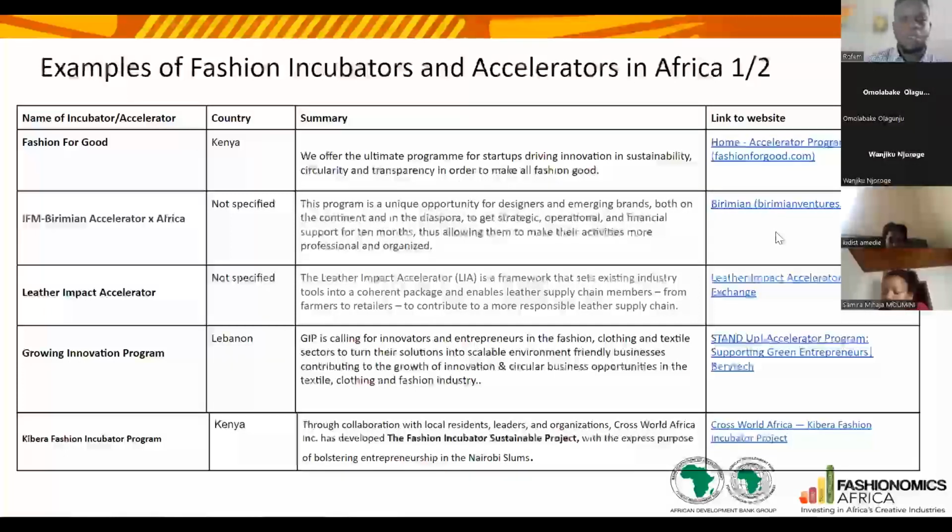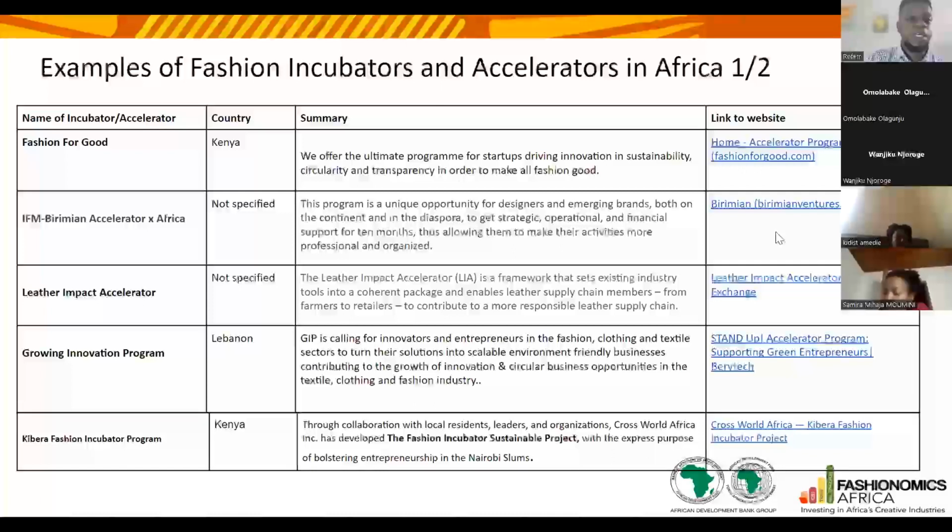So some accelerators that you might see include Fashion for Goods. Now they are based in Kenya, and they basically are focused on innovation in sustainability and circular economy, right? So reducing waste in fashion, because one of the common themes in fashion these days is fast fashion and the trends in fast fashion, right?